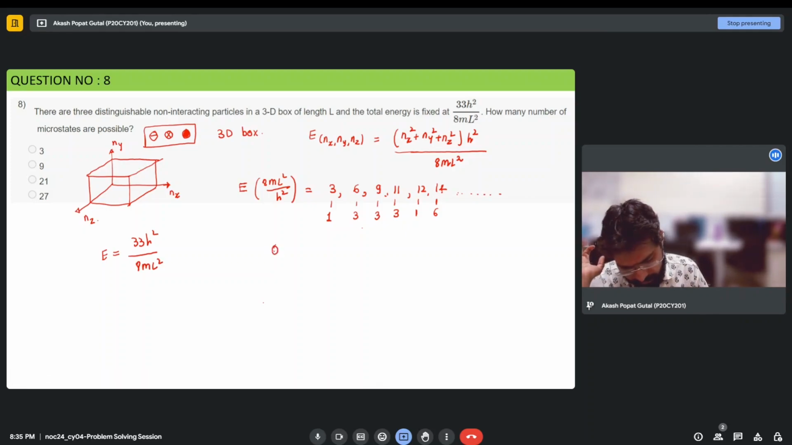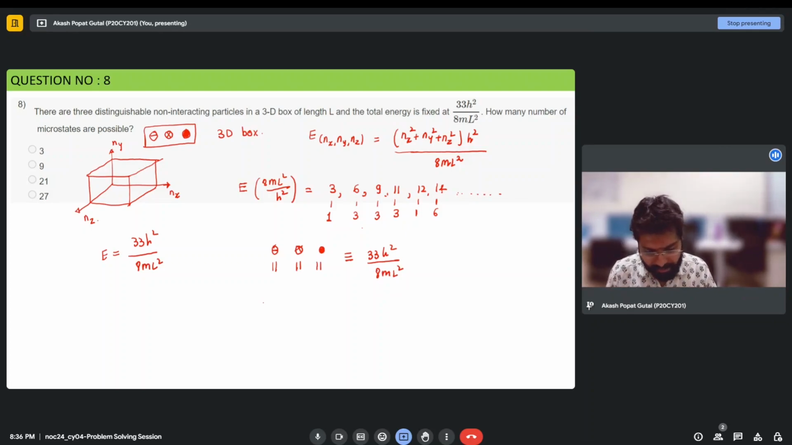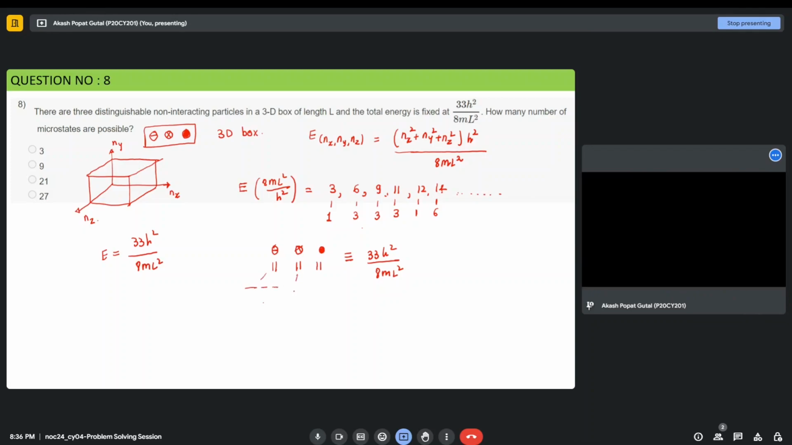If you see properly, suppose the first particle has 11 units of energy. The second particle again has 11, and the third again 11. That will give 33 h square by 8 m l square. This is one combination. And we know that 11 has 3 degeneracy. Okay. So the degeneracy is 3 for 11.